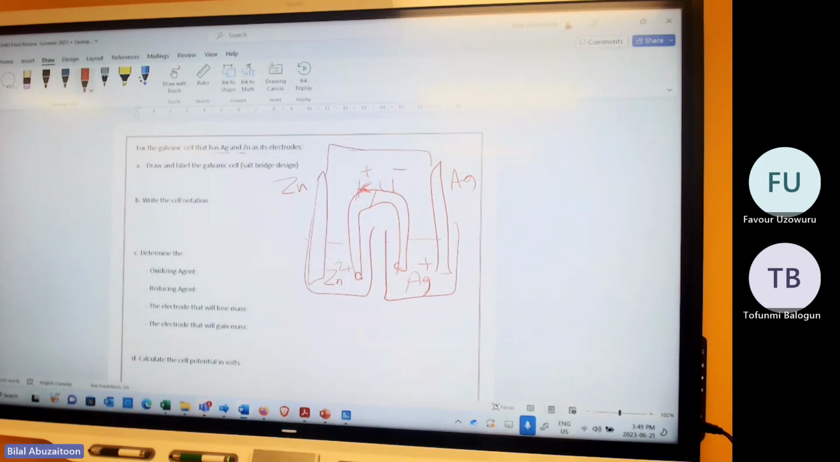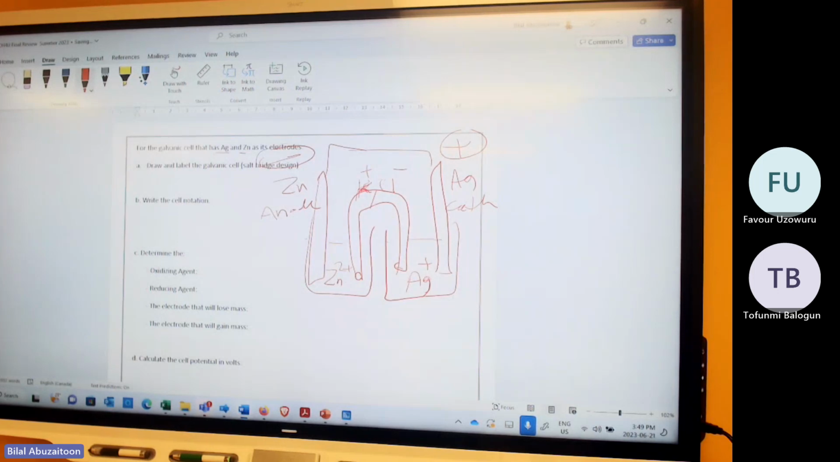This is the anode. This is the cathode. This is the negatively charged electrode, and this is the positive electrode. Now draw and label. We did. Write the cell notation.